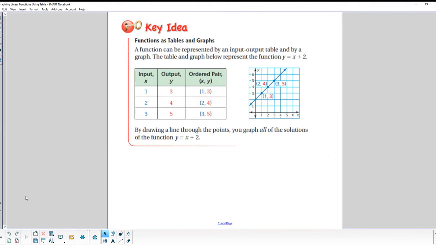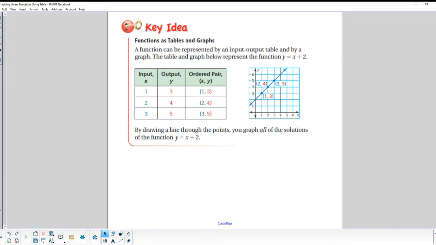So a table of values is something like this. It has the x values, the y values, or the input and output values, and then also something that would indicate what they look like when they're paired together as an ordered pair. So here's an example of one that goes with the function y equals x plus 2. And by drawing a line through all of the points, you graph all of the solutions of that particular function.